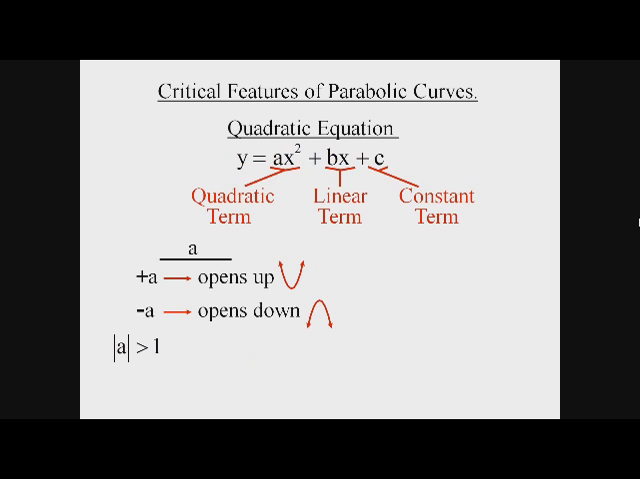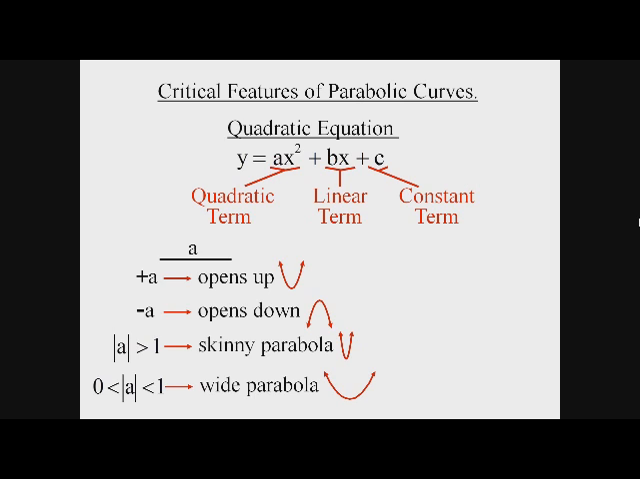If your a value is greater than 1 or less than negative 1, it's going to cause it to be skinnier than normal. Now, if your a value lies in between negative 1 and positive 1, like a fraction, positive or negative, it'll cause that parabola to be wider than usual. This might be a parabola with an a value of, say, 1/4. Your c value determines your y-intercept. If your c value is positive, that's going to shift the parabola upward. A negative c value will mean the parabola is going to shift down.